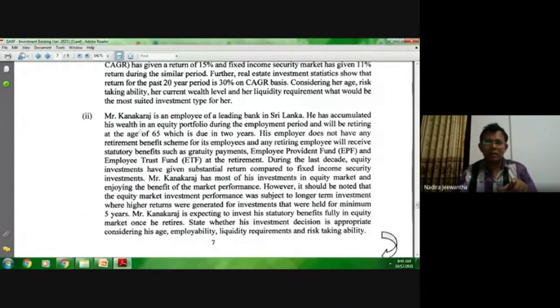Mr. Kanakaraj is an employee of a leading bank in Sri Lanka. He has accumulated his wealth in an equity portfolio during the employment period and will be retiring at the age of 65, which is due in 2 years. At a point, retire now. His employer does not have any retirement benefit scheme for its employees, and any retiring employee will receive statutory benefits such as gratuity payments, employee provident fund, and employee trust fund at the retirement.